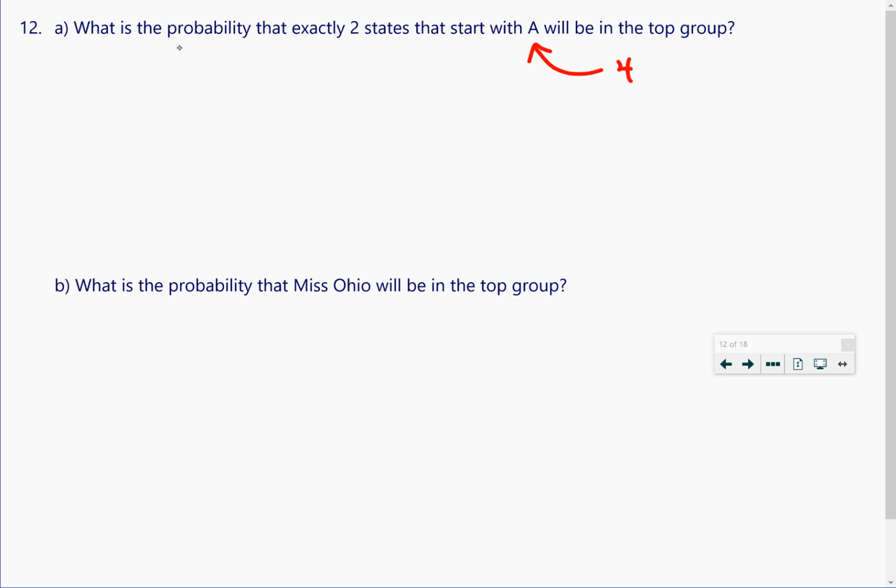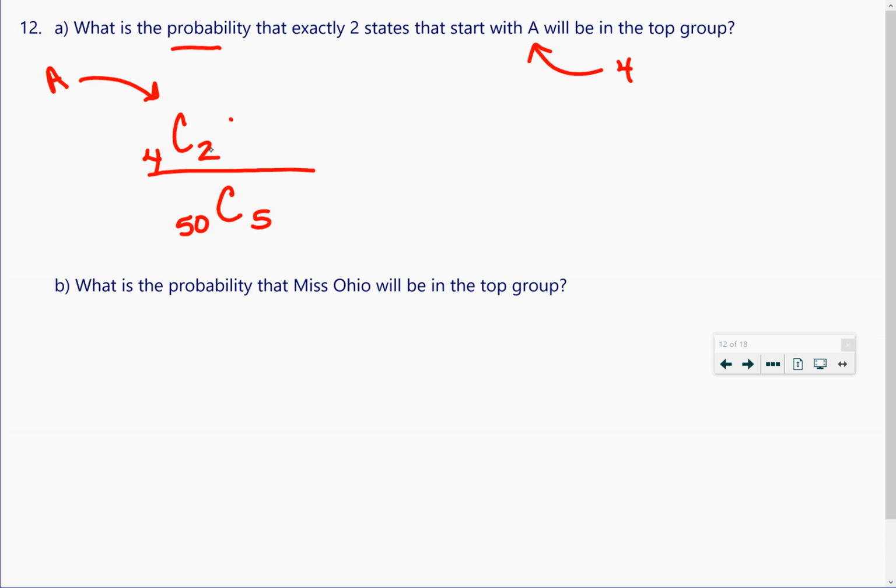All right. So this is a probability. And in the last problem, we already figured out our denominator was 50 choose 5. That was all the different lists that can be made. Okay. We want 2 states to start with A out of how many total? 4. So this is our A group. It's kind of like the football problem. 4 choose 2, order doesn't matter. It can be Alabama and Alaska or Alaska and Alabama, same choice. And then how many ways are there for me to pick all the other spots?